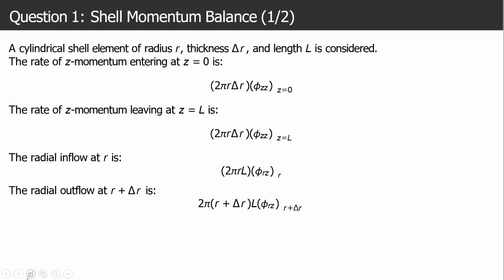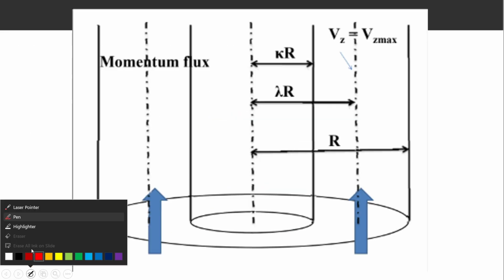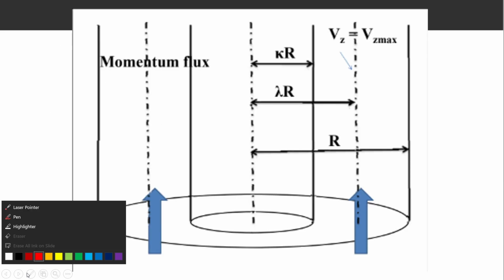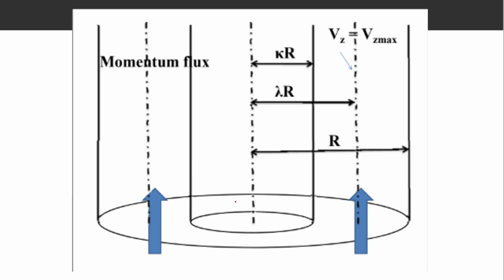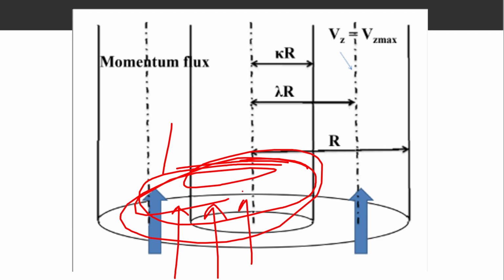So we take the perpendicular area for flux. As phi zz is there, that means in the z direction, the area perpendicular to z will be this bottom area, this circular area, because in the z direction the momentum will be in this direction. So the perpendicular area will be this only. It's a circular area, where the area will be 2 pi r, and to make it a shell, delta r.